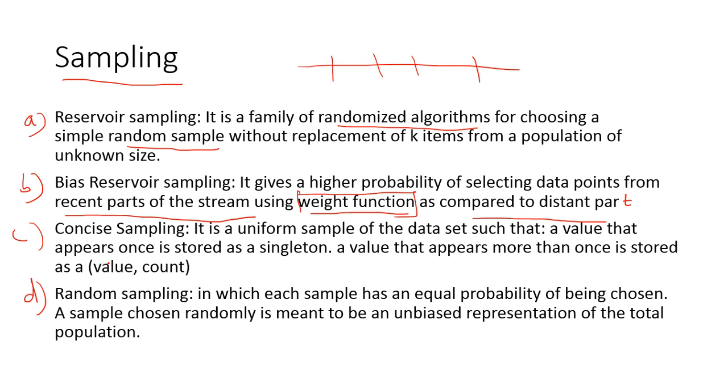Okay, concise sampling. So concise sampling means what? First of all, it's a uniform sampling, and a value that appears once is stored as a singleton value. Singleton means an exact value, only one value, इसलिए उसको बोलते हैं कि concise sampling. मतलब every value का एक particular count रहेगा. It's a singleton value and उसका particular count कि how many times that particular value arrives.